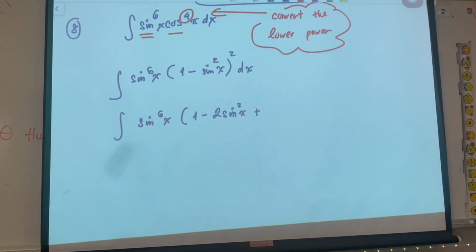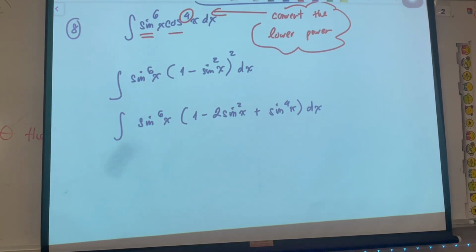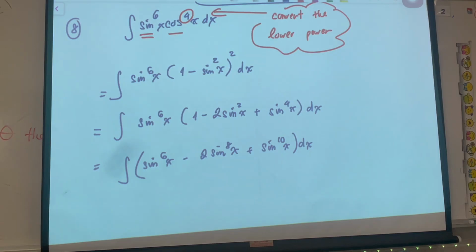Plus sine 4. Very good. You expand the square, and now you just multiply everything. Right? Multiply everything. So sine, minus 2 sine 8, plus sine 10. Very good. Now we take the integral.